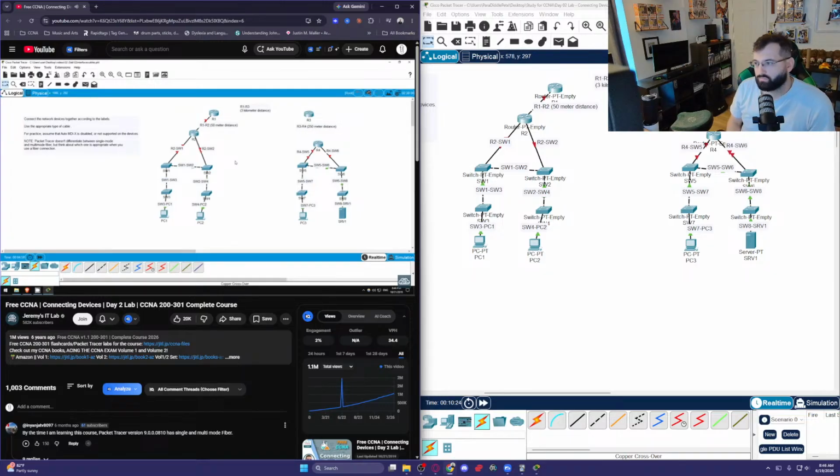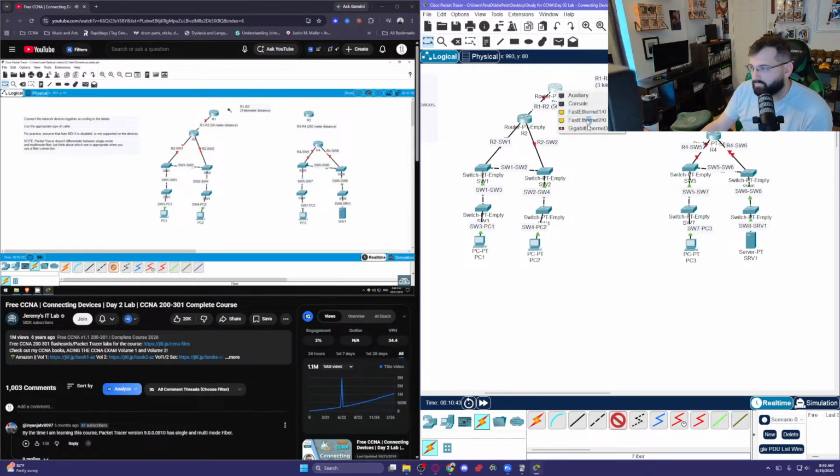R1 and R3 are 3 kilometers apart, so clearly we'll have to use a fiber optic connection here. Although Packet Tracer doesn't differentiate between single mode and multi-mode, which is appropriate here? Well, multi-mode fiber allows distances up to 550 meters, which is more than UTP, but not enough for this connection. Single mode allows much longer distances, 30 kilometers, 40 kilometers, even more. So in this case, we would use single mode fiber. Let's connect them.